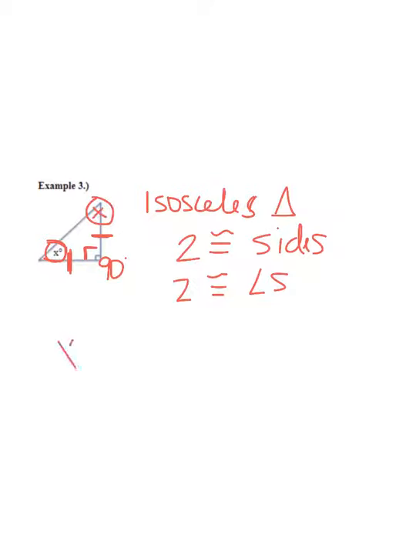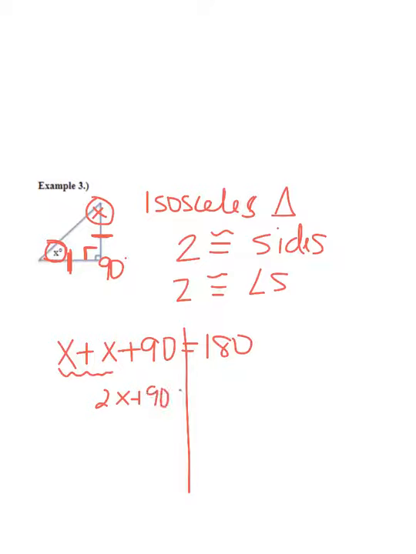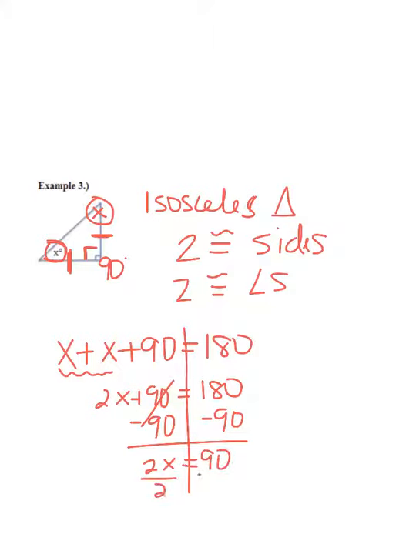So again, x plus x plus 90, all three of them together equal 180. Combine your like terms, you get 2x plus 90 equals 180. Subtract 90 from both sides, and you'll get 2x equals 90. And then divide by 2. So x must be 45. 45 plus 45 plus 90 will equal 180, so it does work.